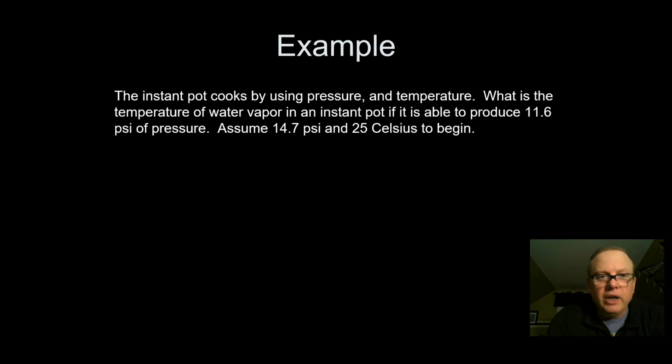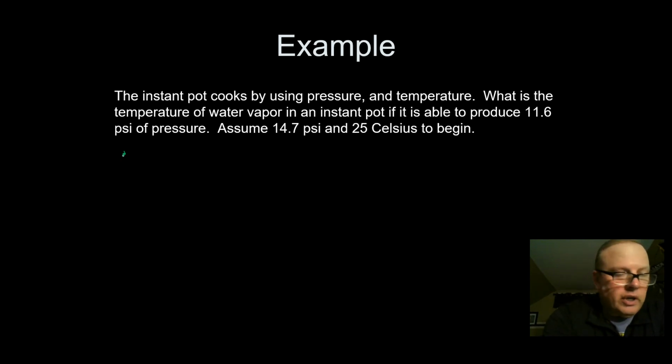The Instant Pot cooks by using pressure and temperature. What is the temperature of water vapor in an Instant Pot if it's able to produce 11.6 pounds of pressure, and that's PSI, pounds per square inch? Assume 14.7 PSI and 25 degrees Celsius to begin. Well, let's solve this then.